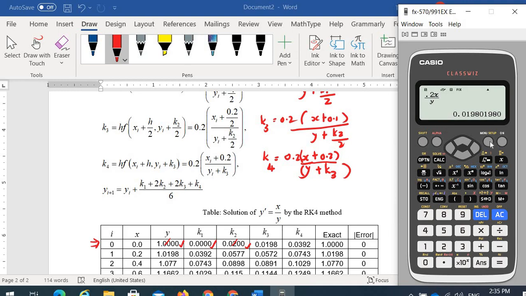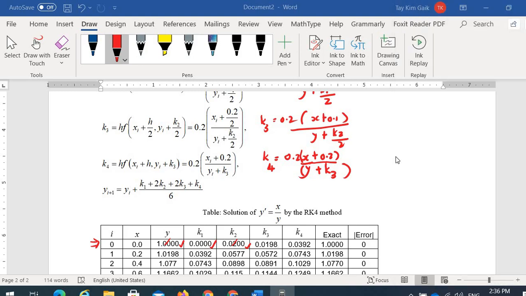Okay, if you want to fix it to 4 decimal places, shift menu, number formats. The first one is fixed, 4 decimal places. So now if I press equal one more time, exactly, this one you calculate K3.